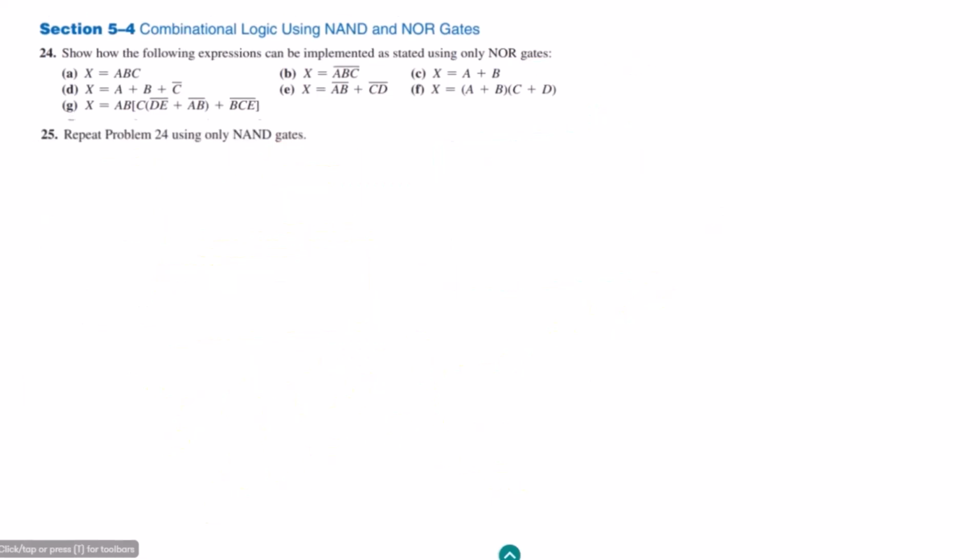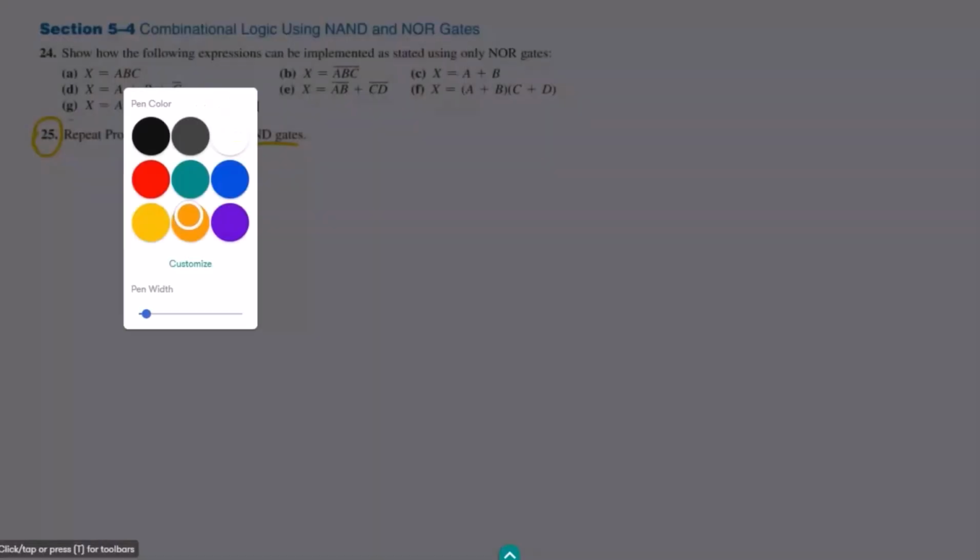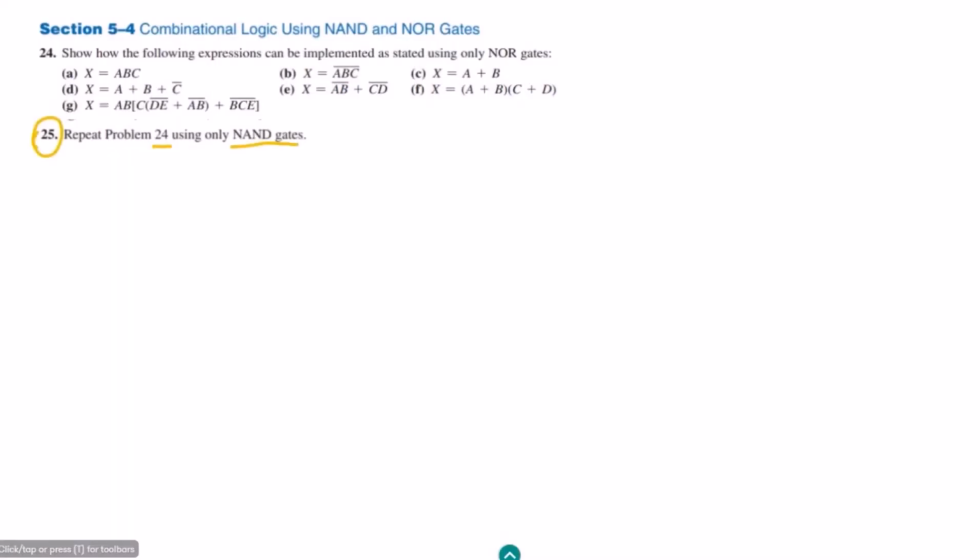Welcome back guys. So this is question 25. We have to repeat problem 24 by using only NAND gates. So in question 24, what did we do? We implemented all the logic expressions which are stated here by using the NOR gates. Here we are asked to do the same by using only the NAND gates.